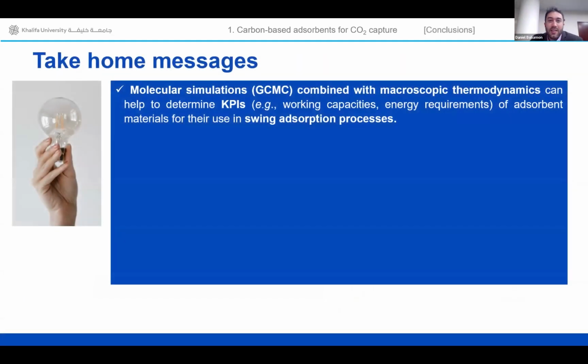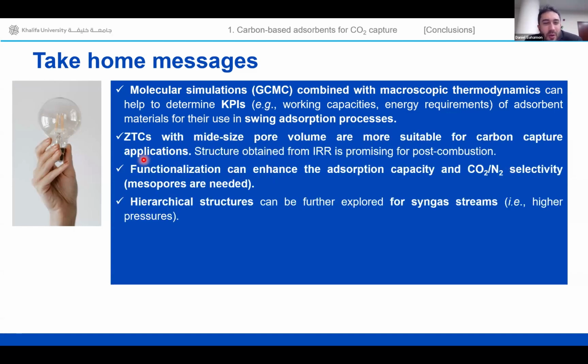So with this, I will finalize this topic, and take-home messages from now. We have used this GCMC with some thermodynamic microscopic parameters to determine some key performance indicators, like these working capacities, energy requirements, for use in swing absorption processes, and to check which materials can be beneficial for this application. In specific, we have found that these CTZs with mid-size pore volumes and surface area like IRR are more suitable for CO2 capture.